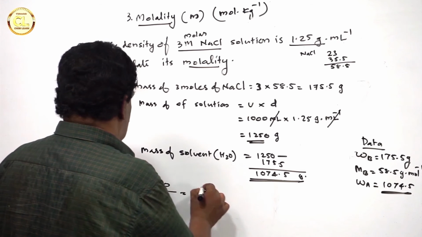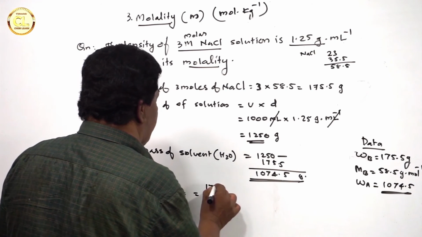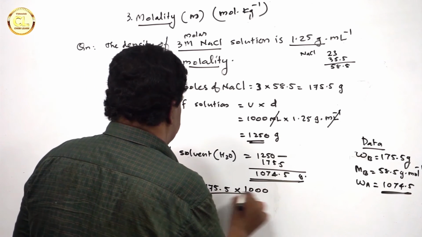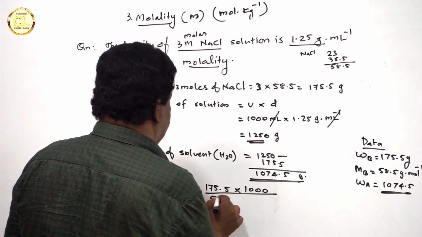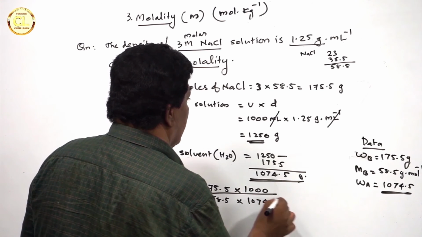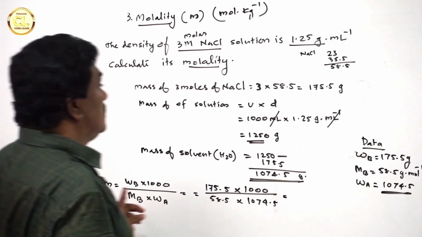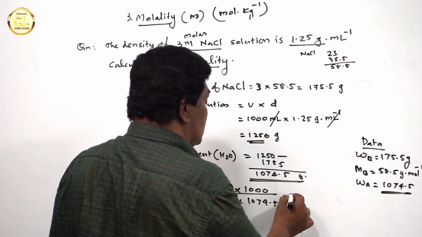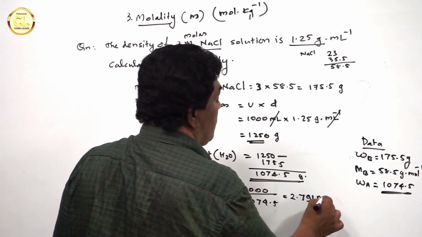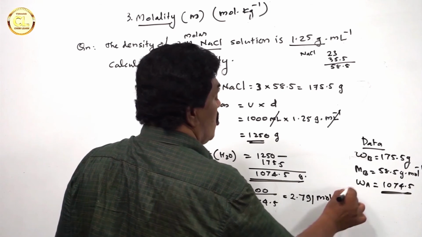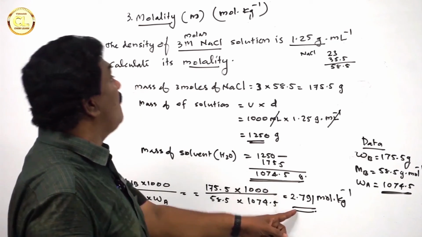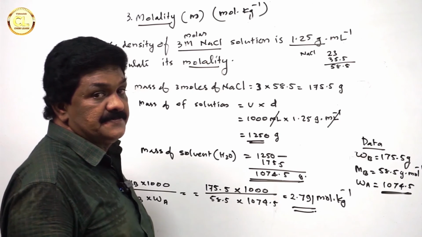Substituting here, WB is 175.5 into 1000 divided by molecular mass 58.5 into WA, which is 1074.5. The answer can be expressed as 2.791 mole per kilogram. This is the value, that is, the molality of the 3 molar NaCl solution.